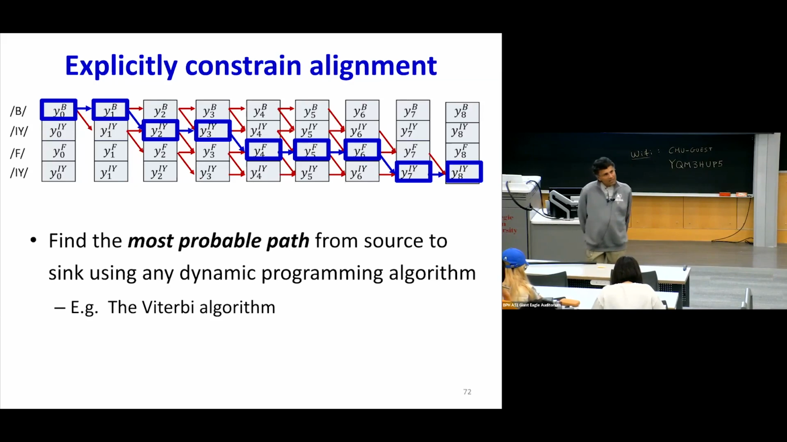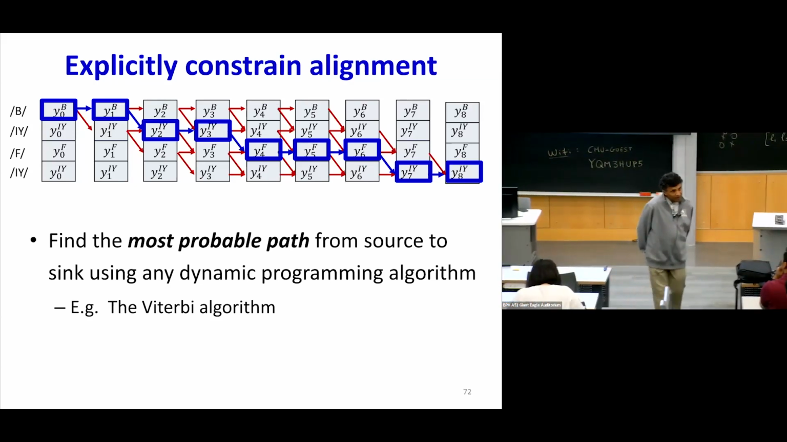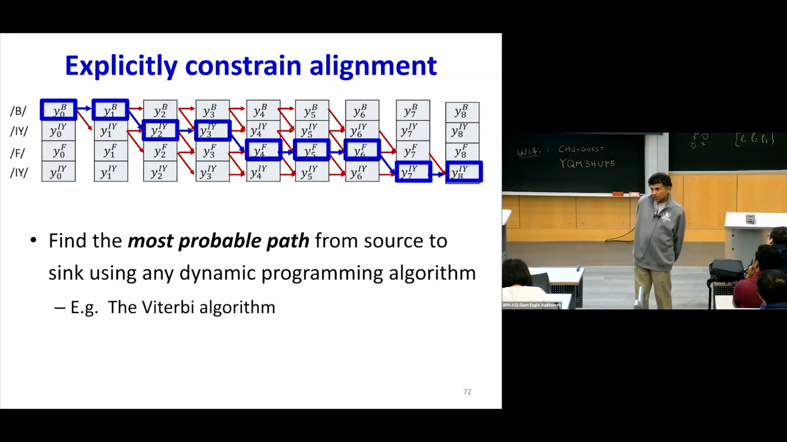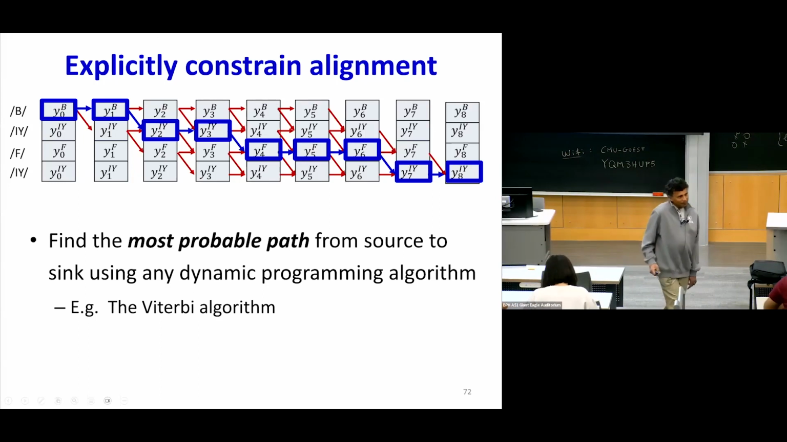I'm literally asking you to find the highest scoring path through a graph. Do you guys know of any algorithms for this? You could use any graph search. You can use pretty much any dynamic programming algorithm to find the best path through this graph, right? If you're computer scientists or electrical engineers, you know how to do it. If you're not, then sit in the class for the next 10 minutes and I'll tell you how to do it, right?